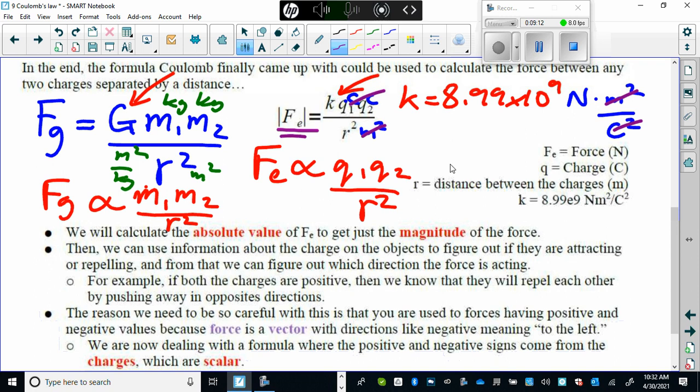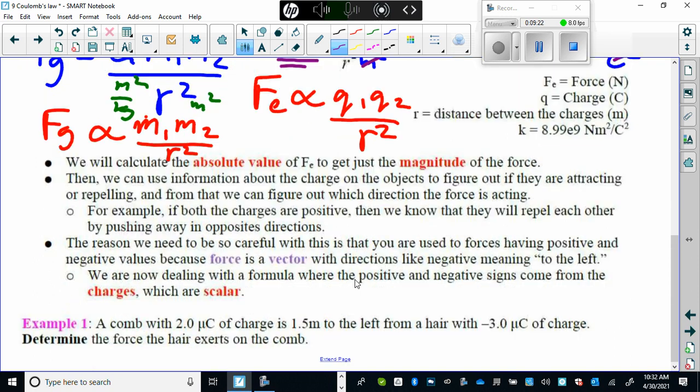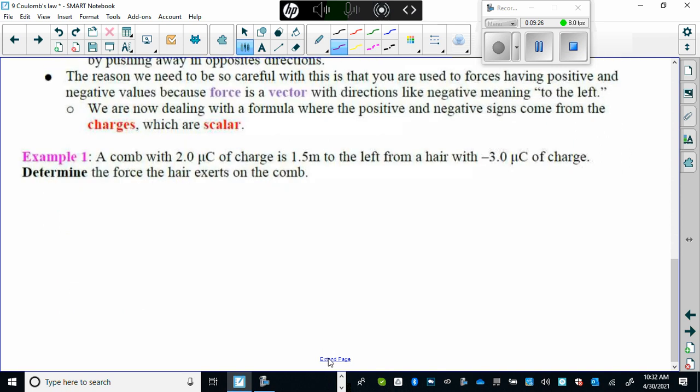Oh, it's right there in your notes. All right, and then it says we calculate the absolute value just to get the magnitude of the force. So let's do example number 1 here. This is definitely going to be a 2-part lesson.